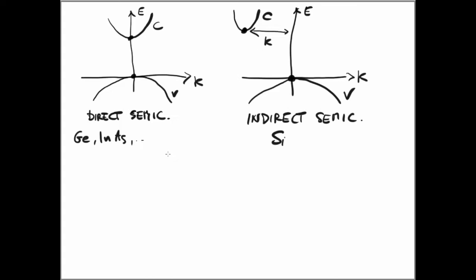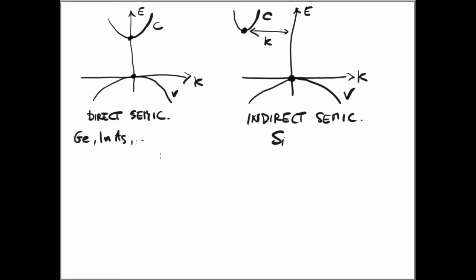This makes the tunneling process much less probable, because we need to find a phonon within the crystal that has exactly that K that is required for the process to happen.